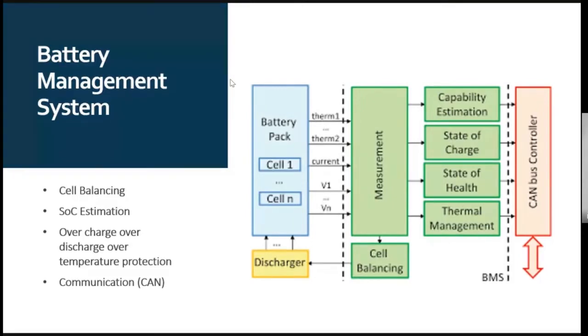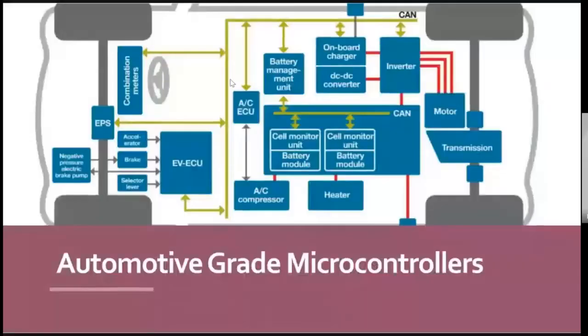State of charge estimation is made by using different algorithms. One is coulomb counting, which is done by counting current over time. And all the other parameters should be recorded inside the system and transmitted to the communication bus through CAN. Here there should be an automotive qualified microcontroller with a CAN interface. Automotive grade microcontrollers are used in different units of vehicles, like the electronic control unit, electronic power steering, battery management system, onboard chargers, inverters, motor controllers, and everything.